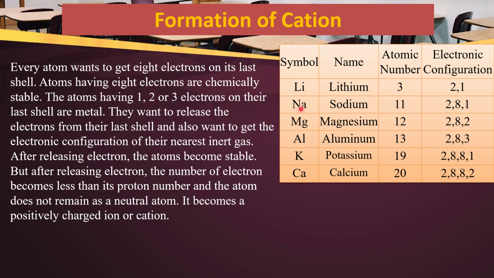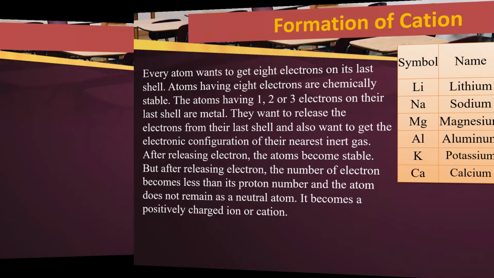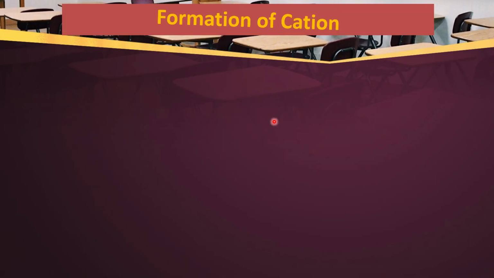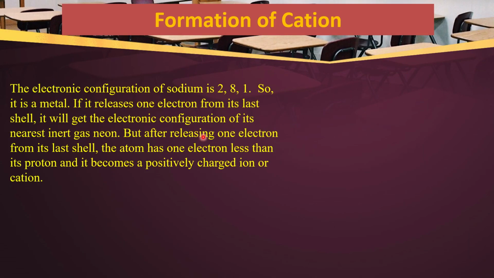Formation of lithium ion, formation of sodium ion, formation of magnesium ion, any cation formation you can write from there. Okay, but I will show you some. At first, formation of sodium ion. The electronic configuration of sodium is 2,8,1.